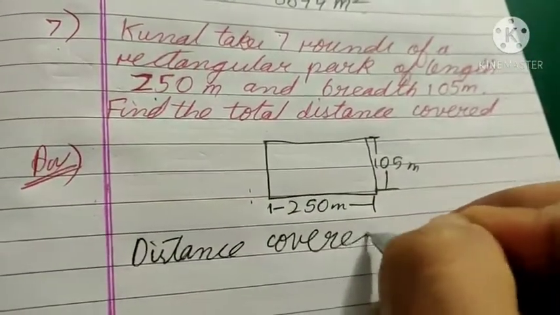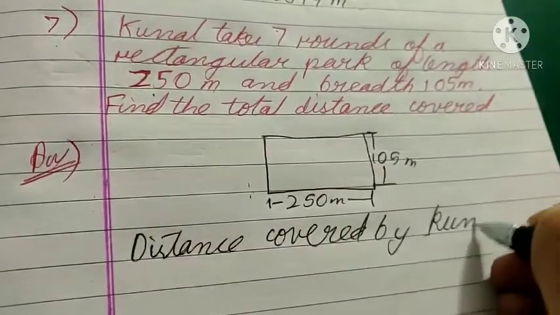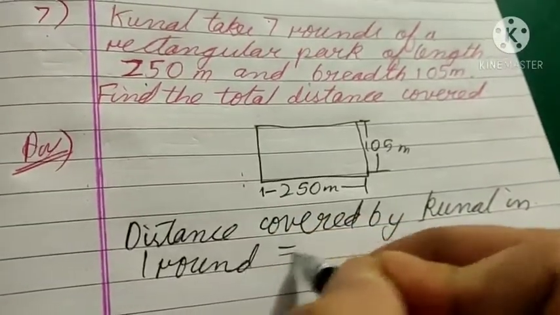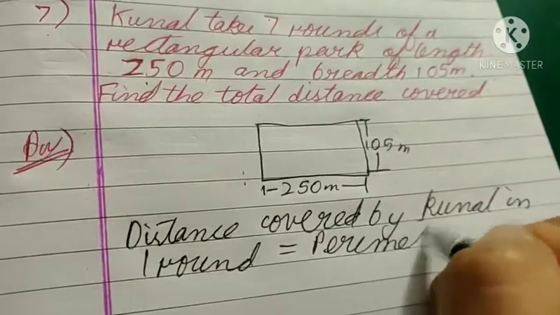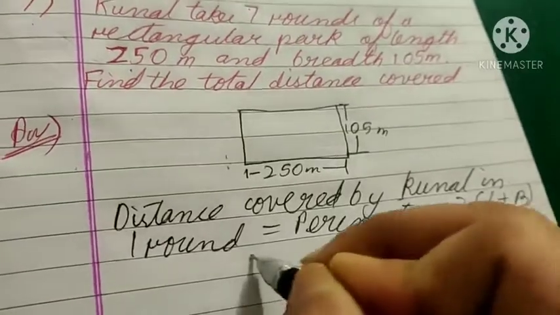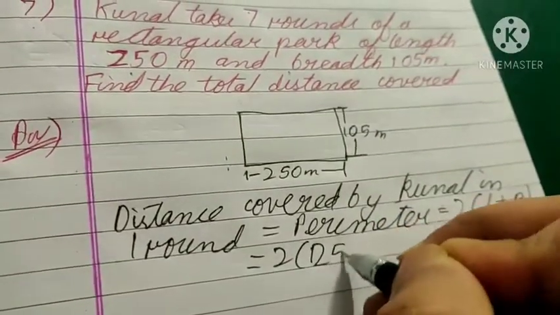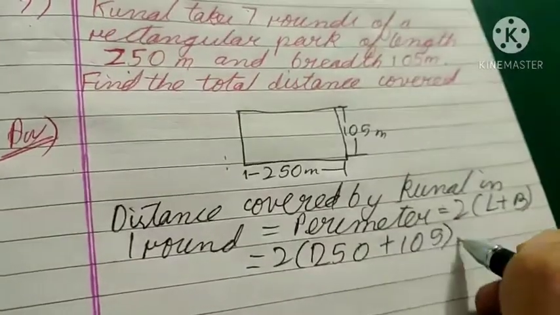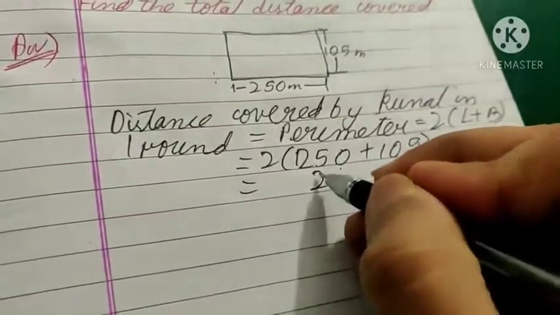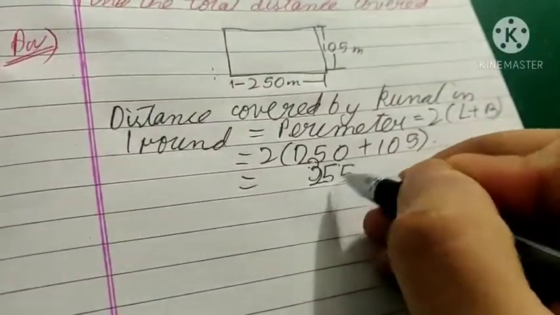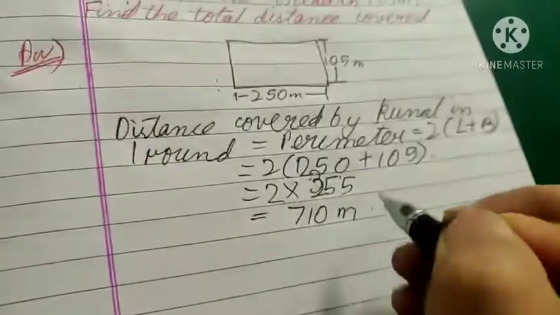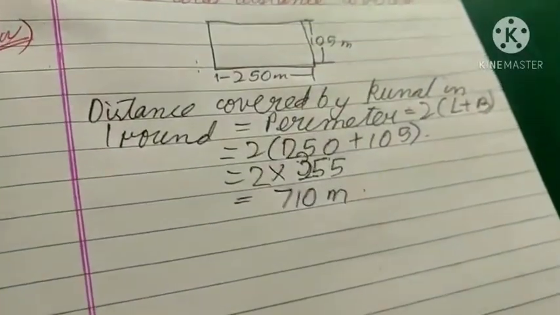The distance covered by Kunal in 1 round is equal to the perimeter, that is 2(L plus B). 2 into (length 250 plus breadth 105). So 250 plus 105 gives you 355, into 2, that is 710 meters. 710 meters is covered by him in 1 round.